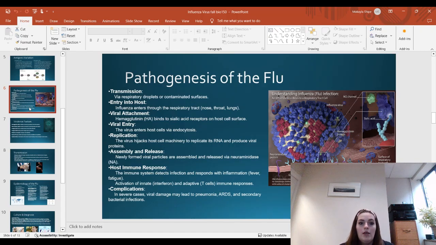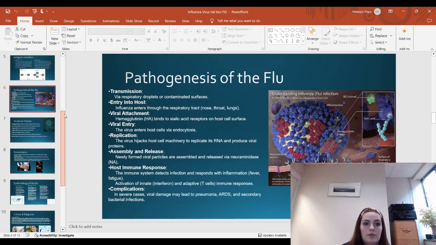Then the replication, the virus hijacks host cell machinery to replicate its RNA and produce viral proteins. Then moving on to assembly and release, newly formed viral particles are assembled and released via neuraminidase. Host immune response. The immune system detects infection and responds with inflammation, which can cause fever and fatigue. Activation of innate and adaptive T cell immune responses. Then complications in severe cases, viral damage may lead to pneumonia, ARDS, and secondary bacterial infections.